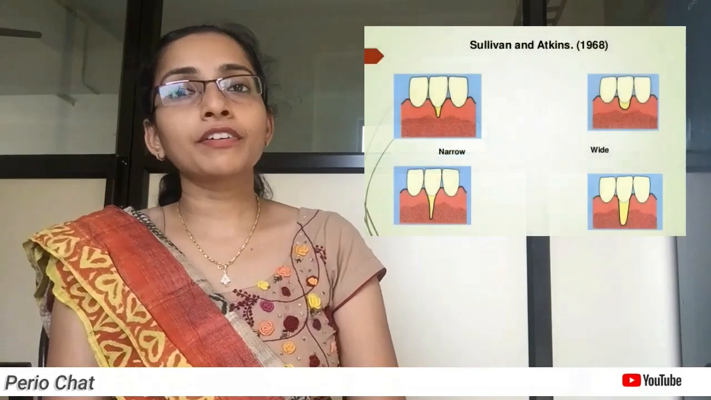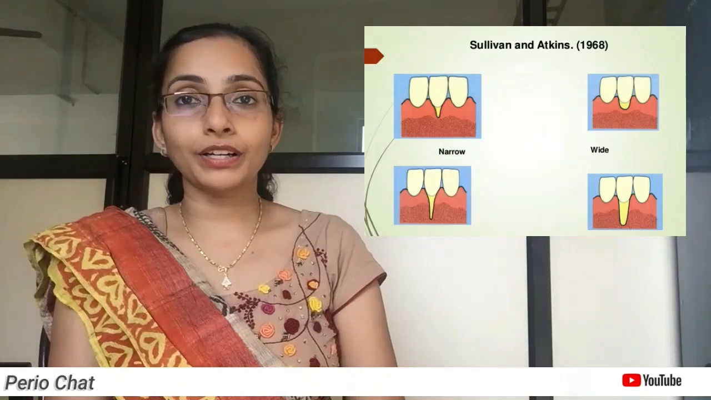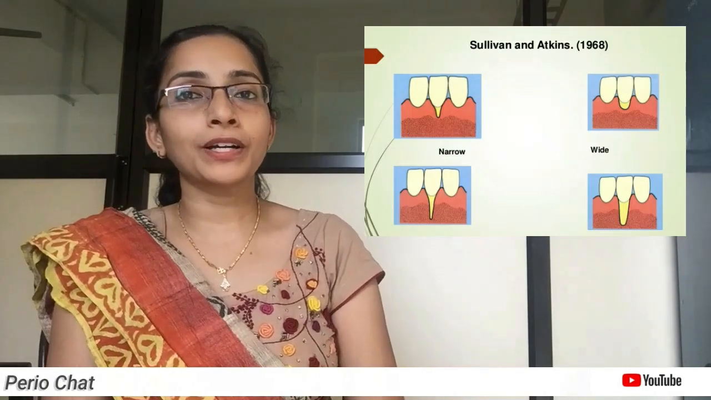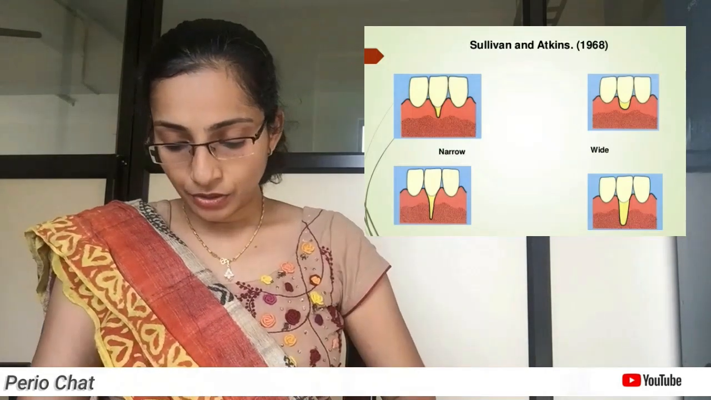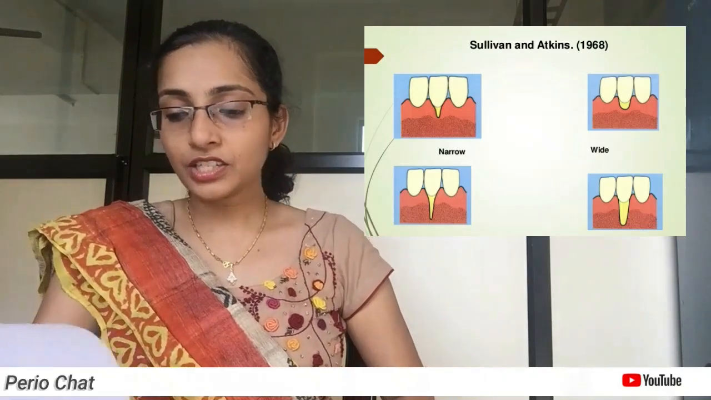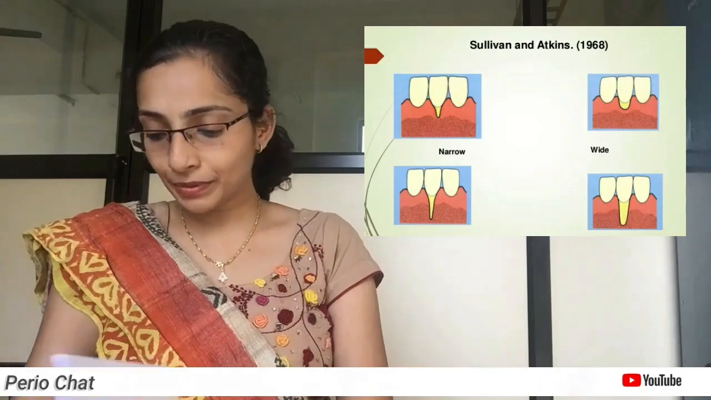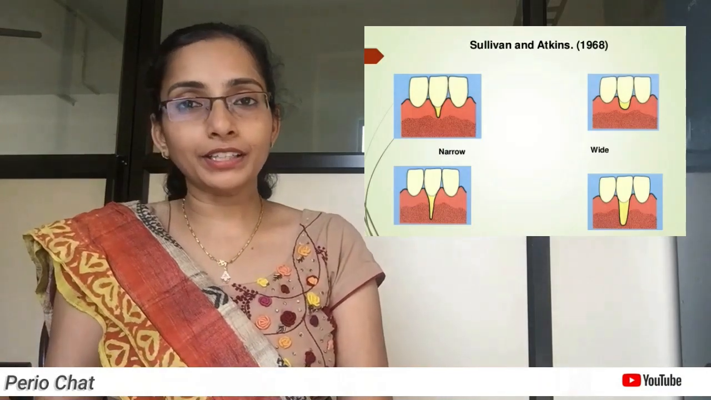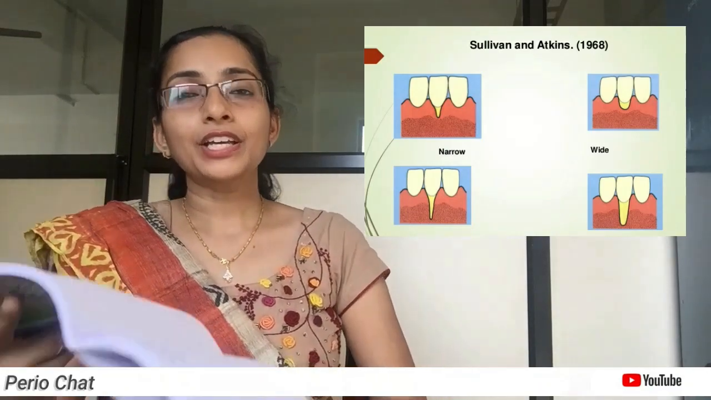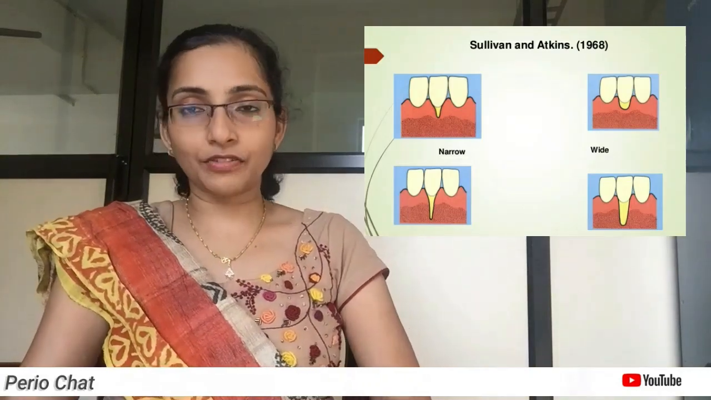Now there are two classifications of recession which are most commonly used. One is by Sullivan and Atkin in 1960 and the other is by Miller. The Sullivan and Atkin classification is very simple. These diagrams will help you understand them better. The Sullivan and Atkin classification is shallow narrow, shallow wide, deep narrow and deep wide. So that was the Sullivan and Atkin classification.